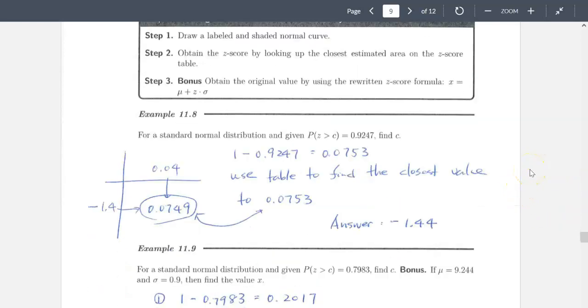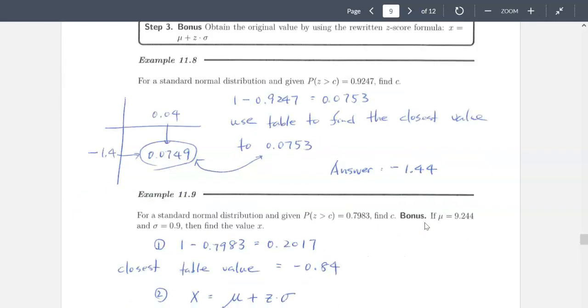So, for example, find a standard normal distribution and given that z is greater than some number, what's the z-score? First of all, we know it's greater than, so again we have to do 1 minus. So we do 1 minus 0.9247, we get the number we want, 0.0753. Then you find the closest value on the table to 0.0753, which is 0.0749. If you look outwards, the corresponding z-score is negative 1.44. That's the answer.